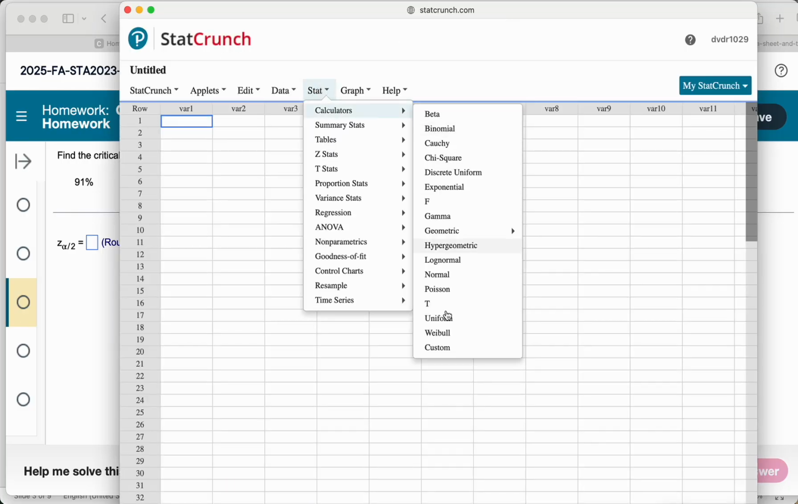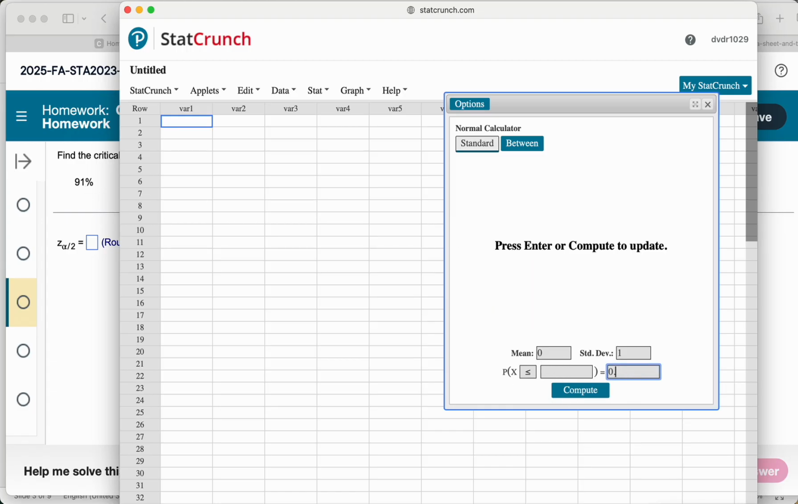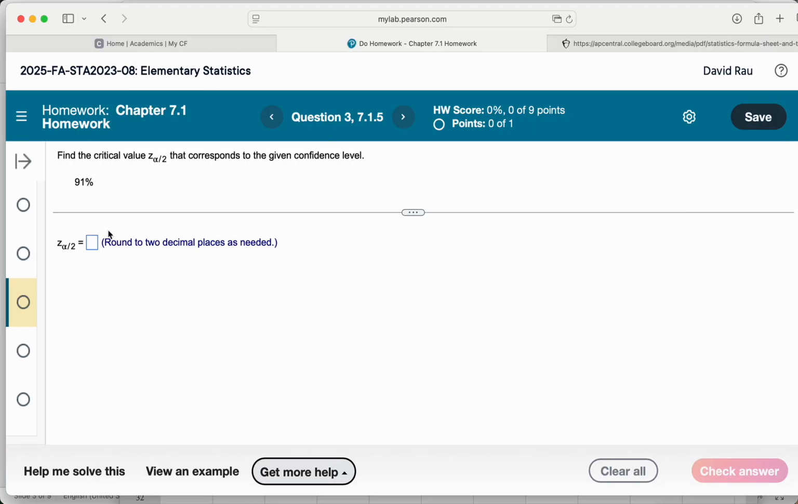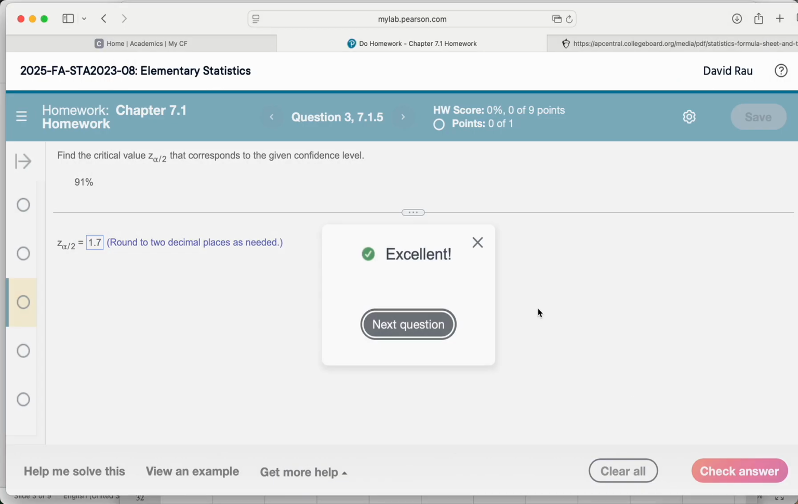I know I said it all out loud, but 9% left over. And so that means there must be 4.5%. And careful how you write that. It should be 0.045. Area to the left. And there's my negative 1.695, which would round to negative 1.7. And I'm going to give the positive value like I warned about.